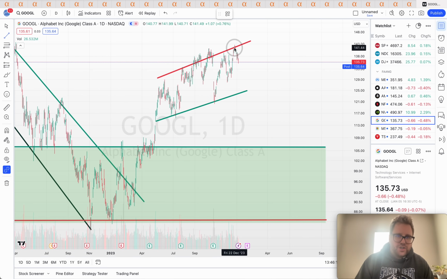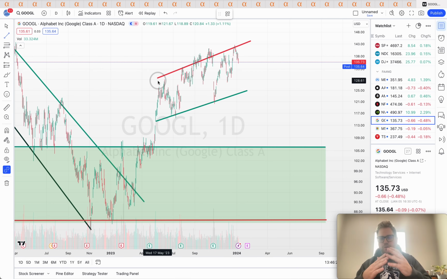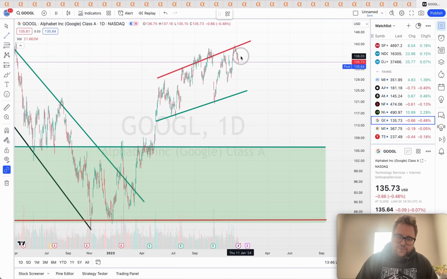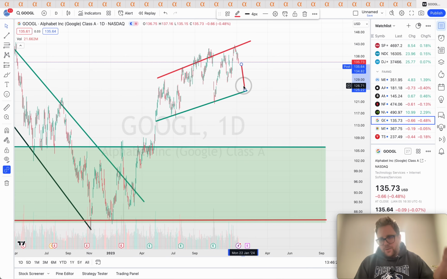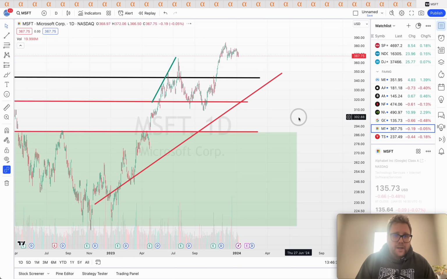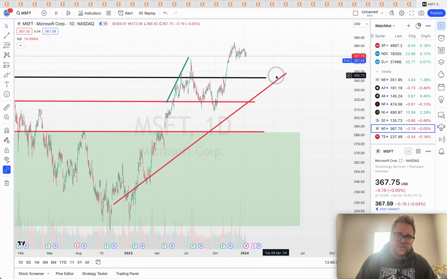Google is also getting rejected at a very logical spot, but an area where you're not at all alarmed. You know I love my technical patterns, and this is what this stock is doing: higher highs, higher lows, pullbacks south of, we'll call it 130 or so on Google. So you're actually pretty close on Google. Can be bought.